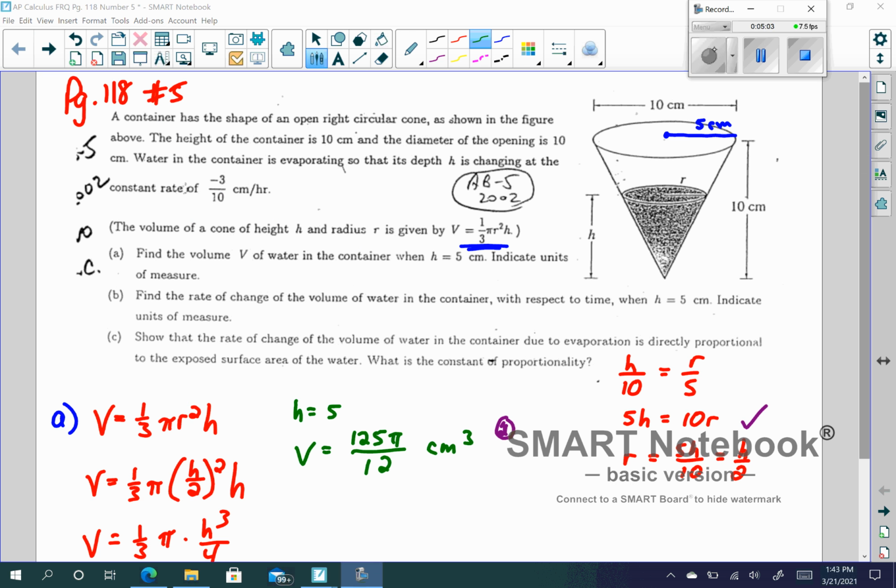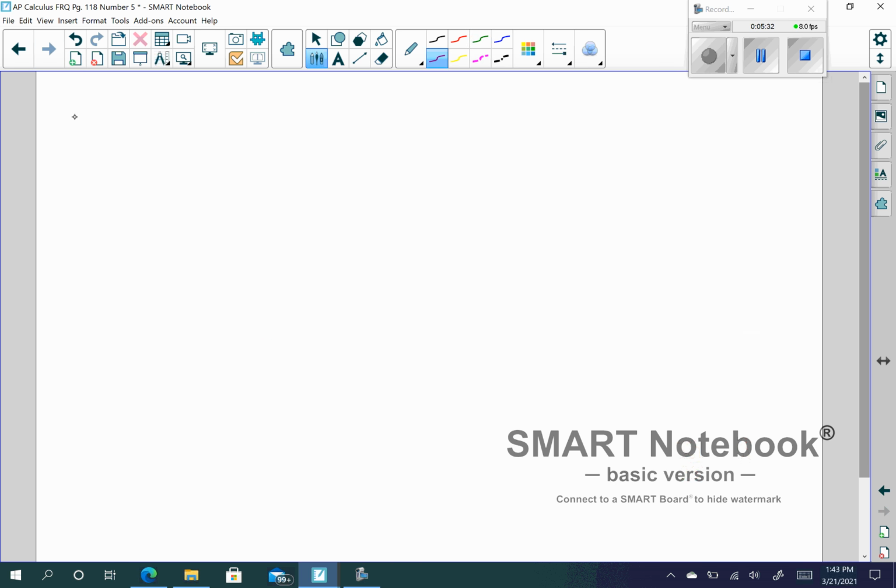Right, and then question C: show that the rate of change of the volume of water in the container due to evaporation is directly proportional to the exposed surface area of the water. And then what is the constant of proportionality? So we haven't really done one quite like this yet, but the context clues here, we have done them back in chapter 4, slightly. If you guys remember, like that steel beam, we had a proportionality problem with that. So let's go ahead and take a look at part C.